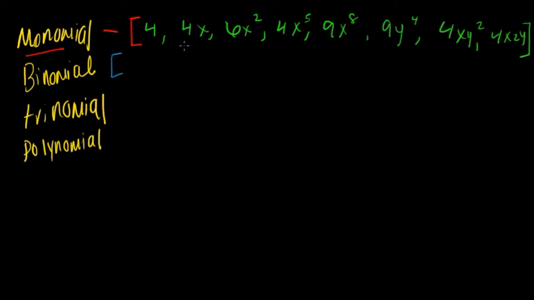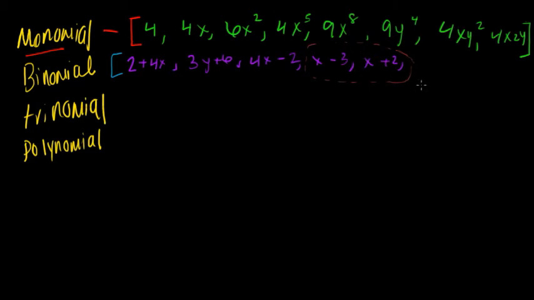If this is a monomial, a binomial must have how many terms? It must have 2 terms. So we talk about things like 2 plus 4x, 3y plus 6, 4x minus 2, x minus 3, x plus 2. These are 2 things that you'll see commonly. You'll see these a lot when we're about to go into factoring. When we're doing our first type of factoring, you'll see these binomials come up a lot. We'll see things like 3x squared times y plus 4x minus 2. These are your binomials. They basically have 2 terms.